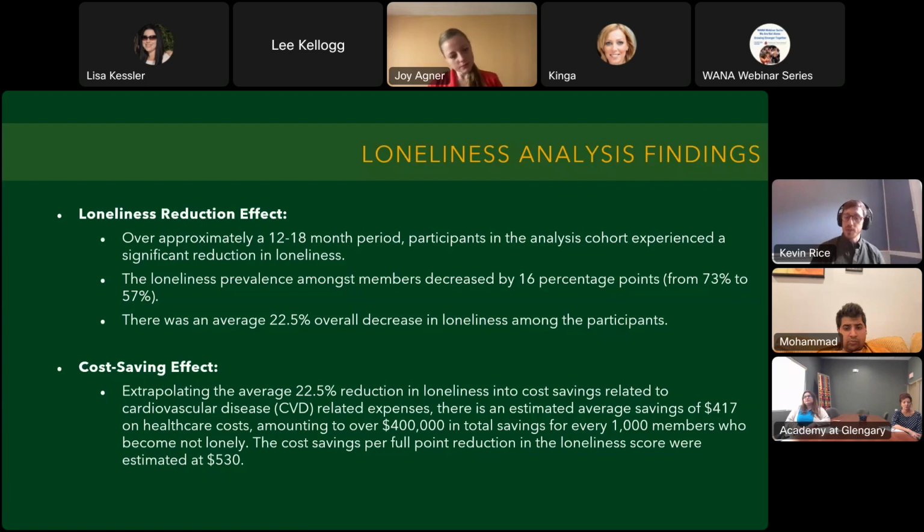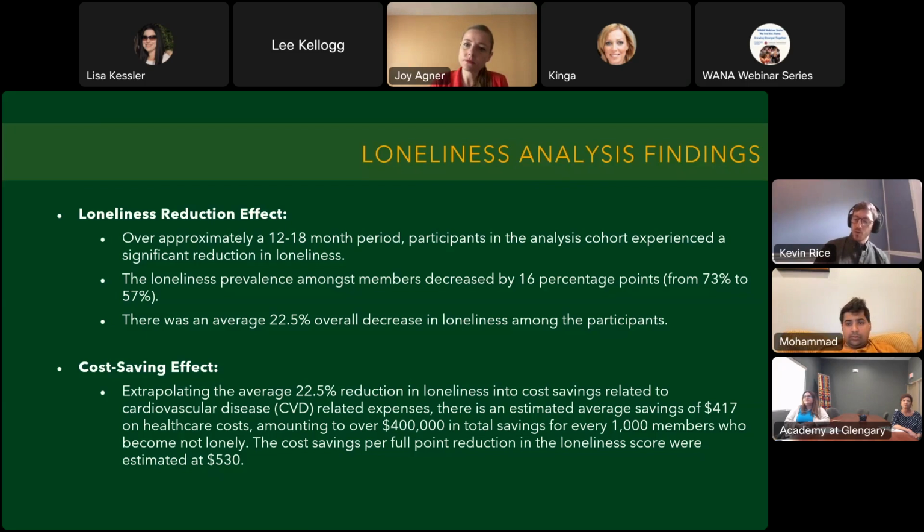So this was another way of quantifying the impact, not just of people becoming less lonely, but that when they do become less lonely, there's an economic framework we can associate with that. And what that translated to is that for every point of reduction in the loneliness score, there was an associated estimated cost saving of $530. The details are around the 400,000, and the total savings for every 1,000 members are listed here. But you can get more of those details and how we unpack that calculation within the longer white paper, which I have linked within the chat.